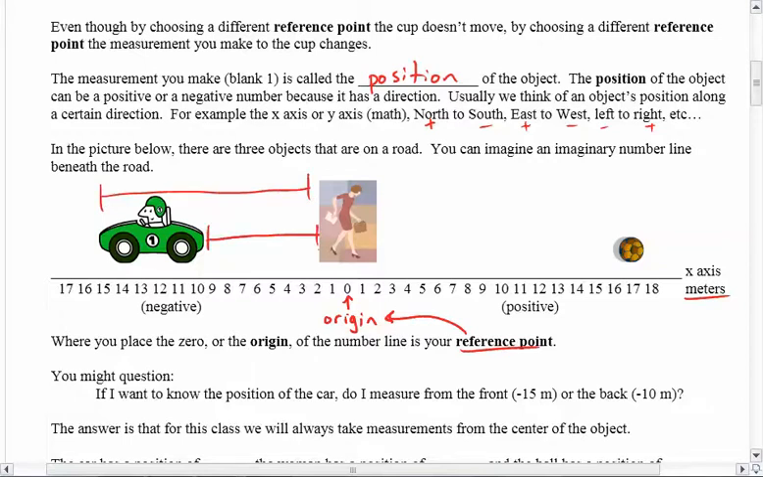Okay, now when you're doing physics, you're always going to measure from the center of an object. So if you want to place the position of the woman, you would say that she is right there, and the car is right here, right in the center. So usually in physics we draw a dot to represent the center of an object, and that's the point that we measure to.